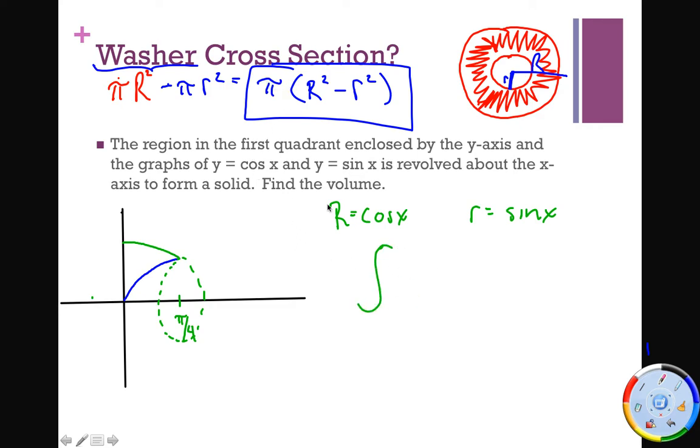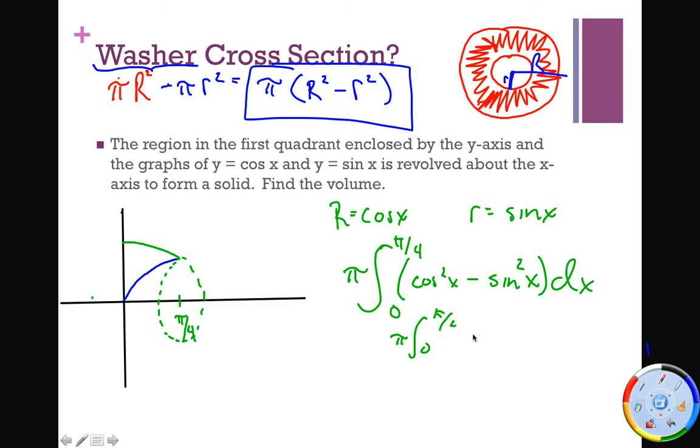Which means my integral is now of the function pi, since it's a number, I take it out front, times big radius squared minus little radius squared dx. You need to figure out the limits of integration. Well, that's just the x direction, so it's from 0 to pi fourths. The book likes to do trig identities for us, by the way, in case you're wondering. Cosine squared minus sine squared is actually cosine of 2x, which makes the integral a lot easier.